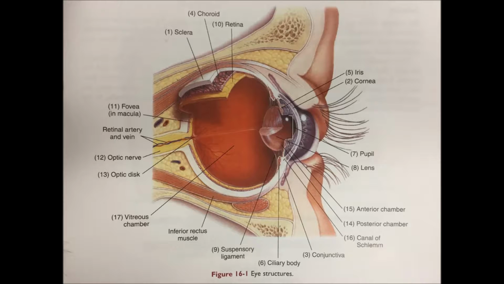In the central portion of the retina is a highly sensitive area called the macula. In the center of the macula is the fovea, which is the area of the eye that receives light when you focus on an object.